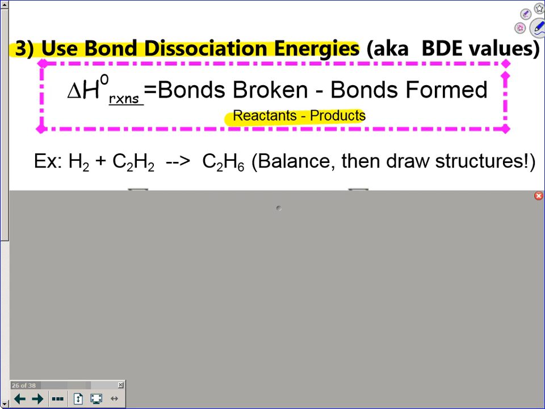And so this one is actually in alphabetical order. Bonds broken minus bonds formed. Broken minus formed is in alphabetical order.